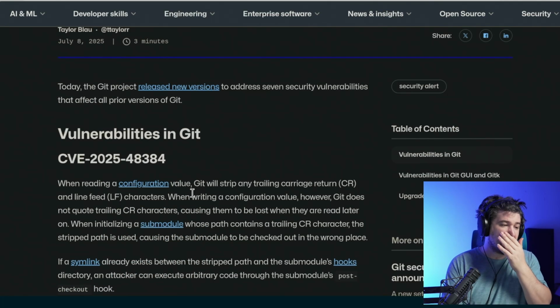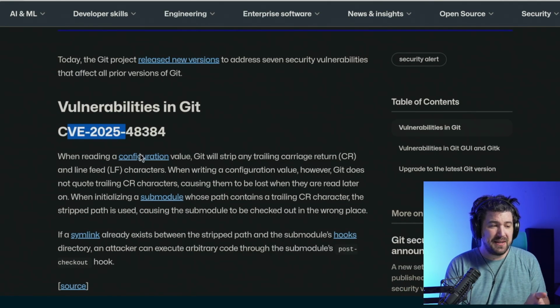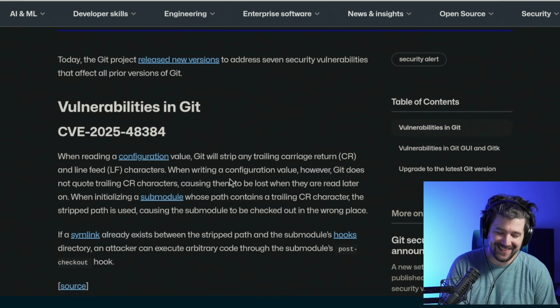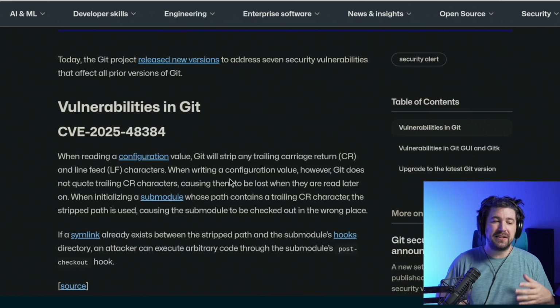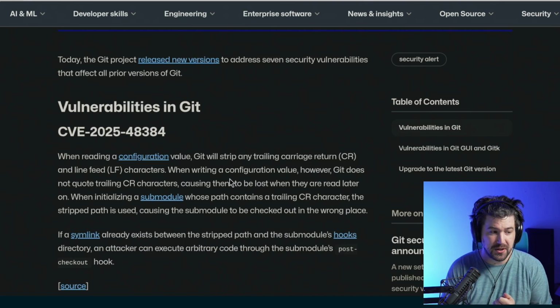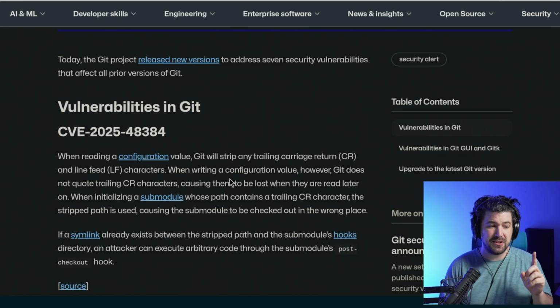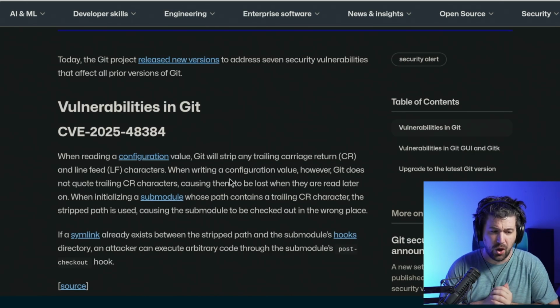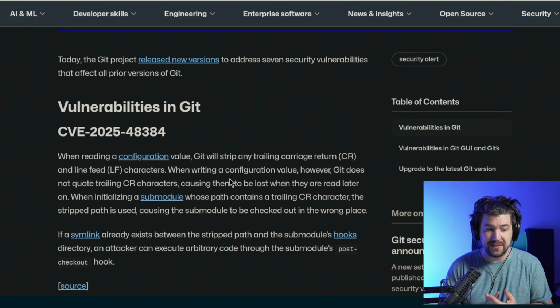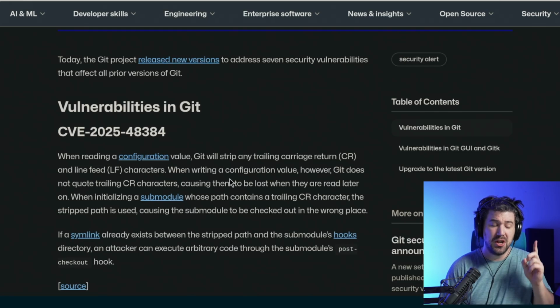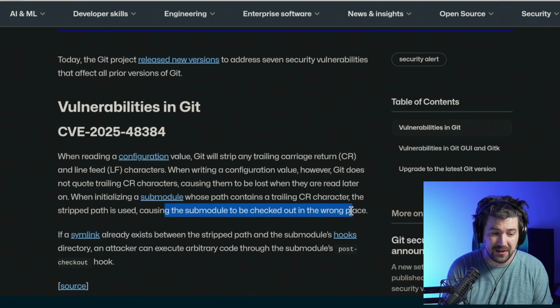The first one here that we're going to talk about is CVE-2025-48384, which is a bug when Git strips away trailing carriage returns and line feed characters when writing the configuration value. It doesn't do it correctly all the time when it reads it later on. And then when it initializes a submodule for those paths that contain trailing control characters, the stripped path is used, causing the submodule to be checked out in the wrong place.